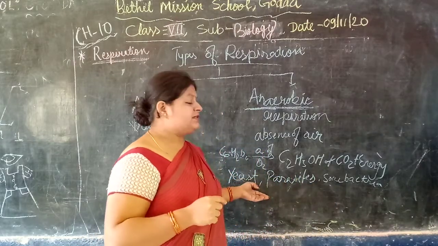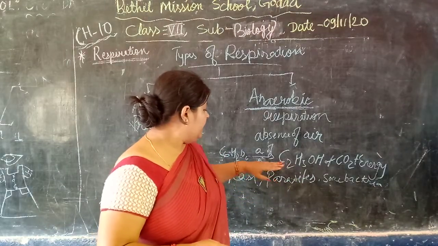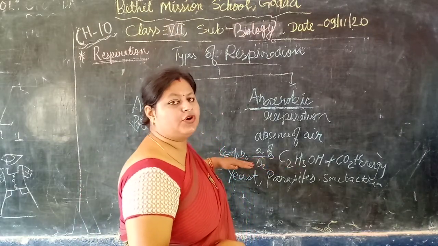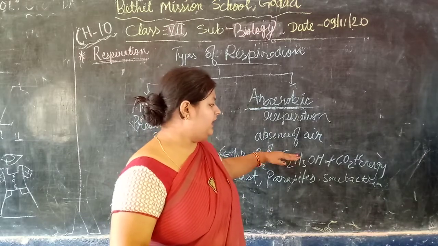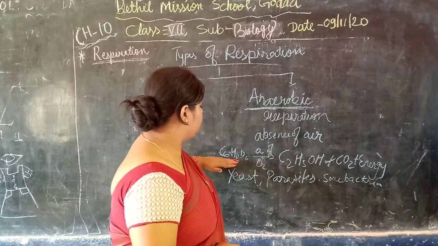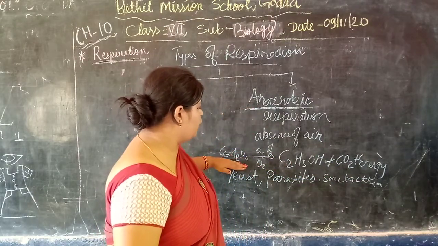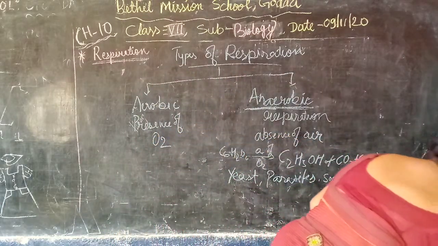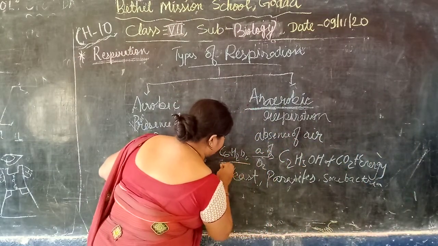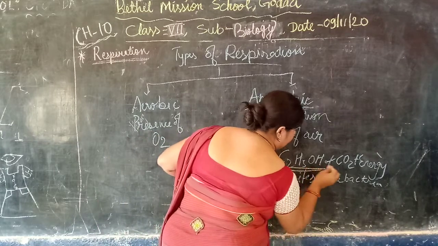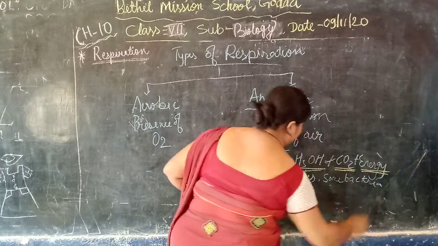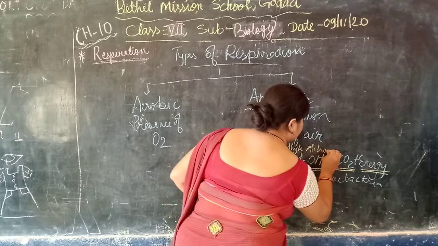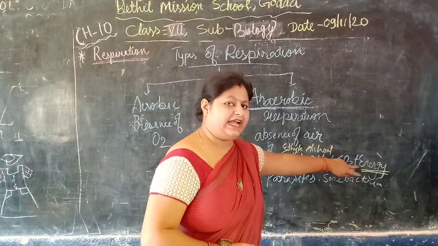So in anaerobic respiration, what will happen? The glucose will turn into ethyl alcohol plus carbon dioxide plus energy.